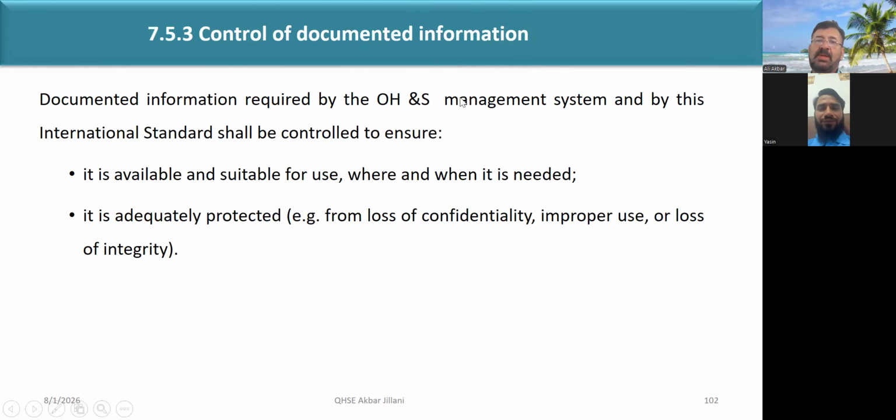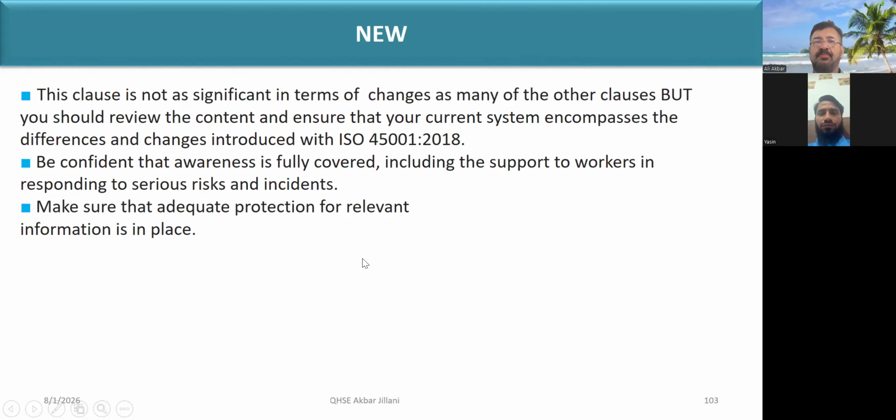Documented information required by the management system and the standard shall be controlled to ensure it is available and suitable for use, where and when it is needed. Like when we conduct some internal training, a record form will be there. It is adequately protected from loss of confidentiality, improper use, or loss of integrity.